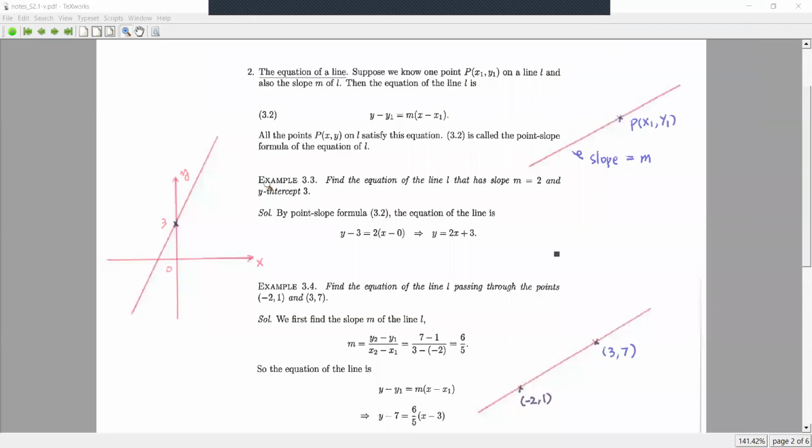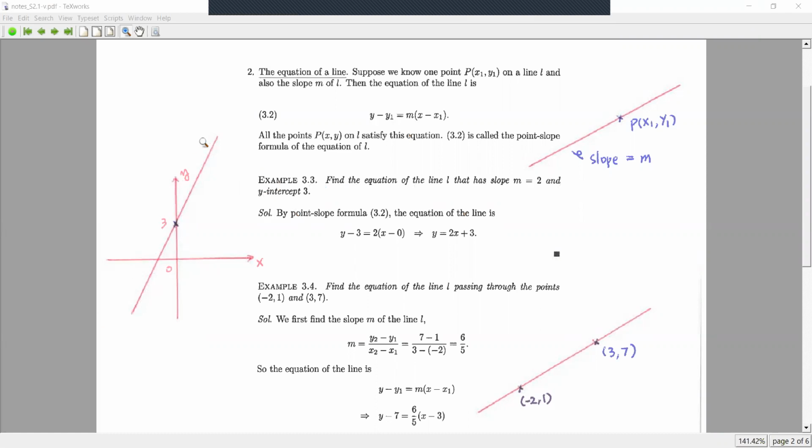Now, two examples about this formula. Example 1. Find the equation of the line L that has slope 2 and y-intercept 3. Line L is this line. It has y-intercept 3. That means that the line cuts the y-axis at 3.